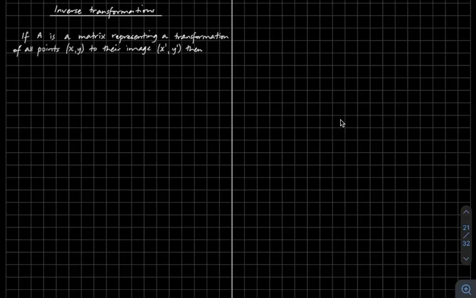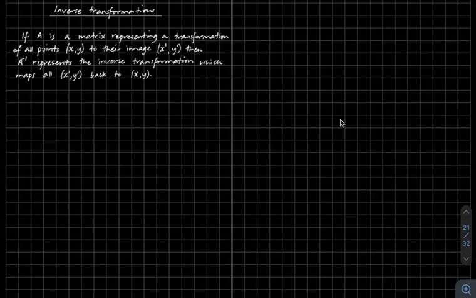In this video we're going to consider the concept of an inverse transformation and how we can model those using matrices. So an inverse transformation is really one that just reverses or inverses the effects of a transformation. So if we had A being a matrix which represents a transformation which maps all points x, y to their image points x dash y dash, then the inverse transformation would be the one that takes them all back to where they started.